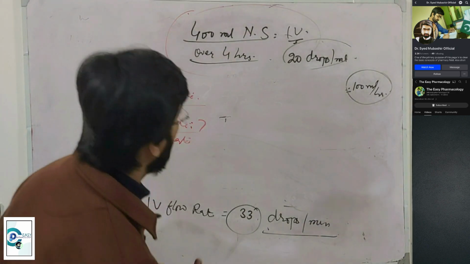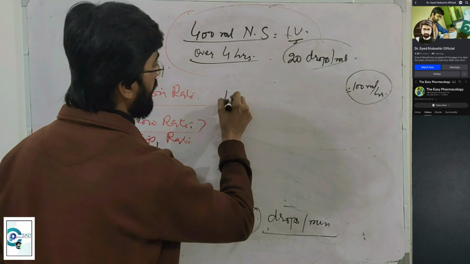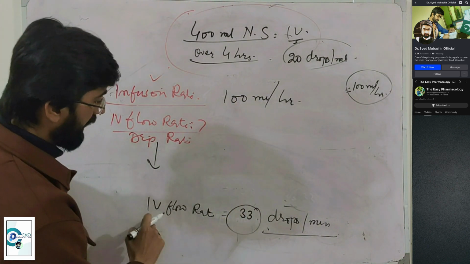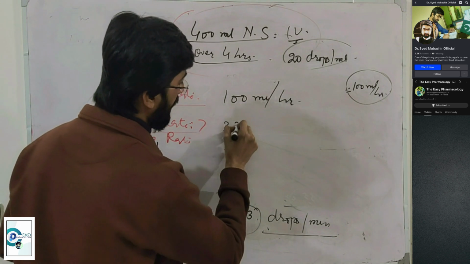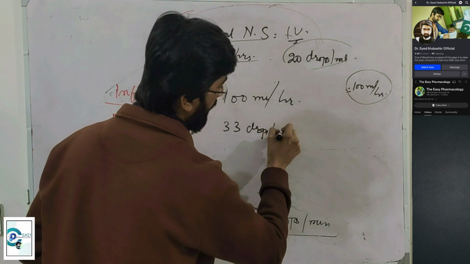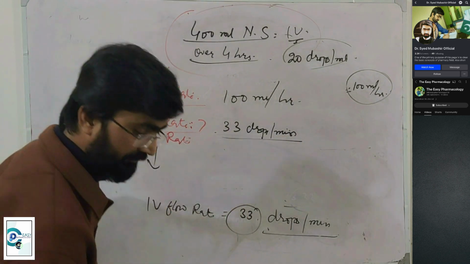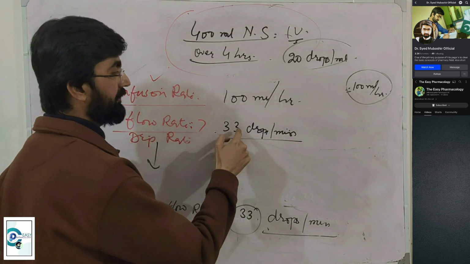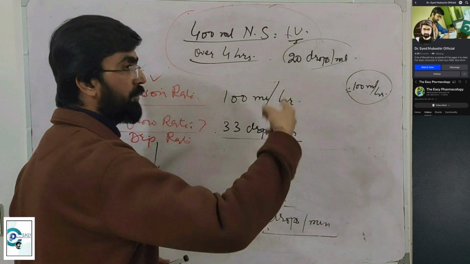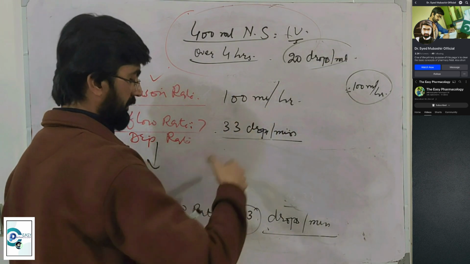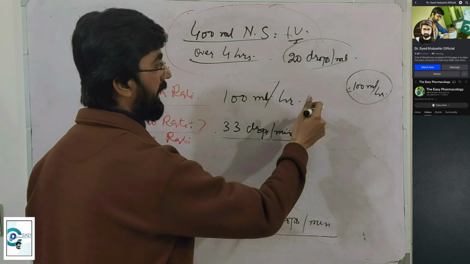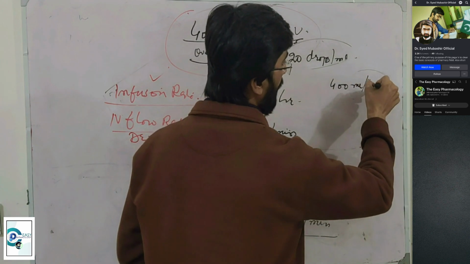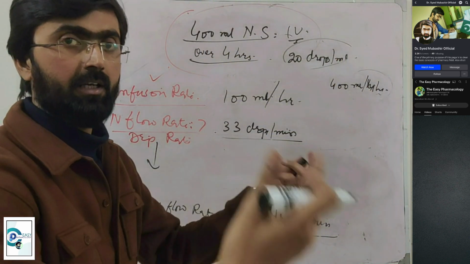Justify both things. 100 ml in 1 hour. This is the infusion rate, and what is the IV flow rate? That is 33 drops per minute. Okay. I have said that if you set the flow rate of 33 drops per 1 minute, you can deliver 100 ml in 1 hour, and ultimately this will give 400 ml per 4 hours. That is what the doctor has ordered.